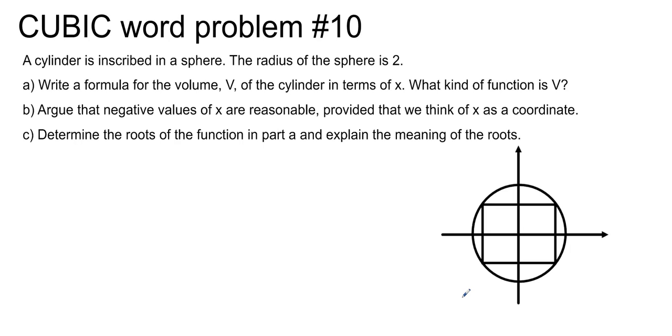So a cylinder is inscribed in a sphere and the radius of the sphere is 2. It also gives us a couple more things. It tells us that this length right here is x and that this height is r. So this is the cylinder's radius right here.